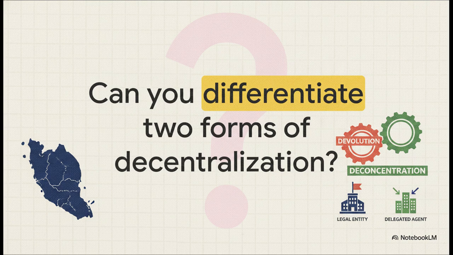So I'm going to leave you with this mock practice question straight from your syllabus. Differentiate two major forms of decentralization at the local level. 20 marks. Could you answer it right now? Just think back to the autonomous legal entity versus the delegated agent.